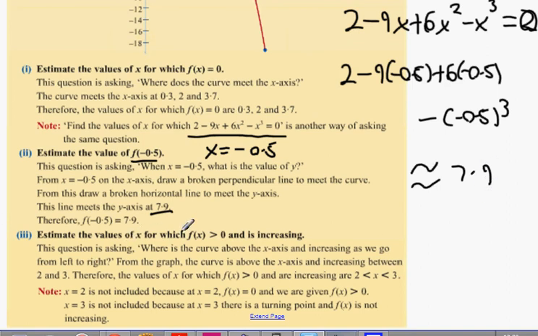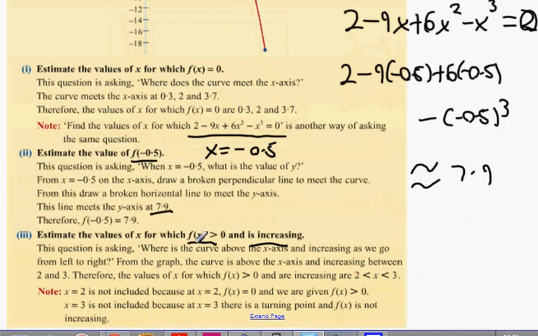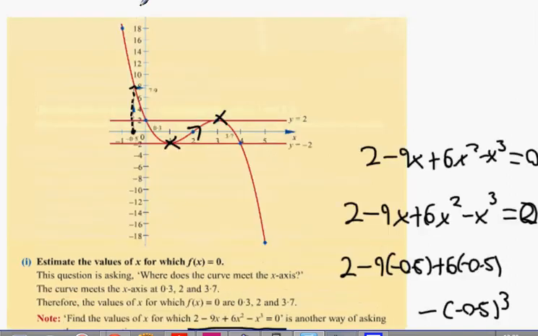Estimate the value of x for which f of x is bigger than 0 and is increasing. Now, let's mark out the places where it's increasing. It's increasing here. It's only increasing in between here and here, isn't it? Now, how do I eliminate it? The y value also has to be greater than or equal to 0. So technically it only starts around 0.2, but doesn't include 2. Does it include 3?